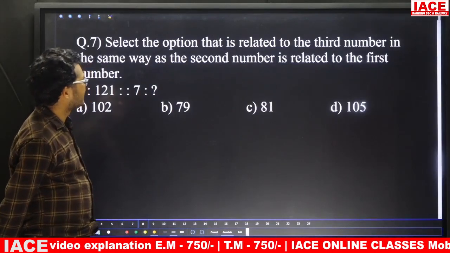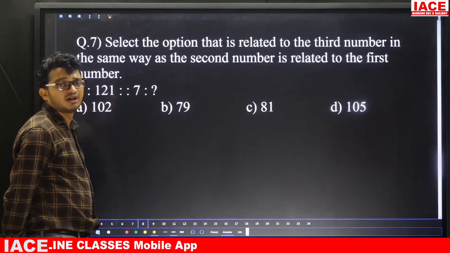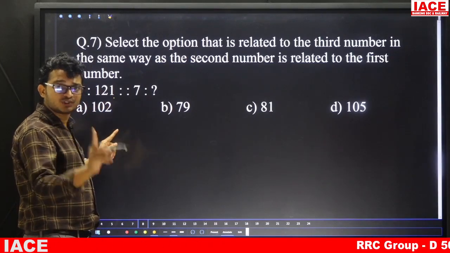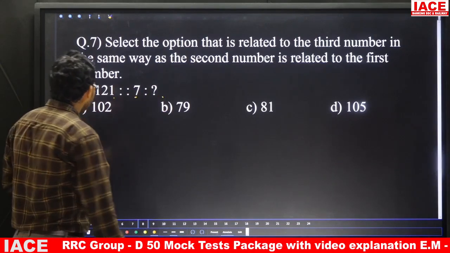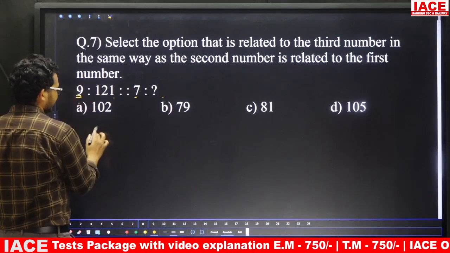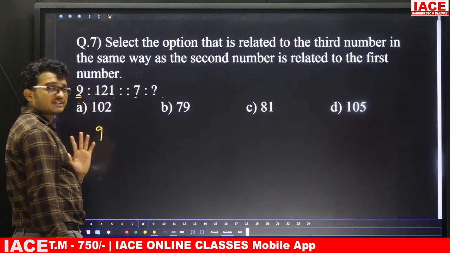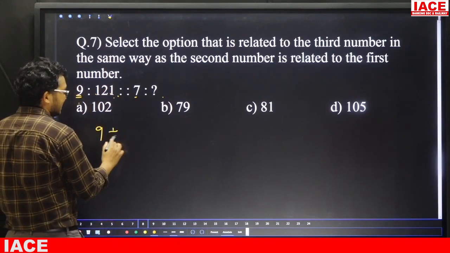Question number 7. Select the option that is related to the third number in the same way as the second number is related to the first number. So the first number and second number are related based upon one feature. That same feature is applicable for the third one and fourth one. How are these related? Suppose the first number is 9. The second number is 121. Here 121 is a perfect square. So how are we going to get 121 using 9? Now, friends, 9 plus 2 is what?